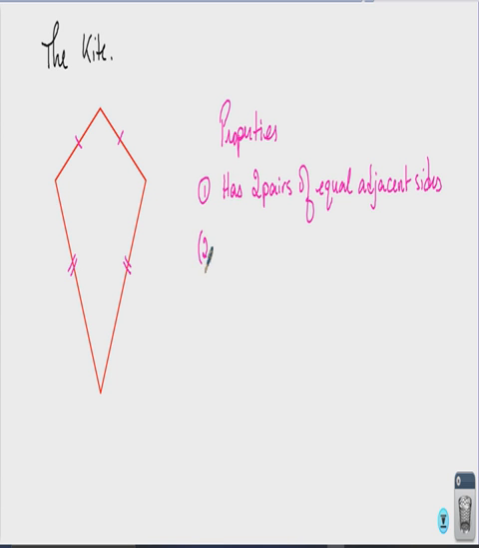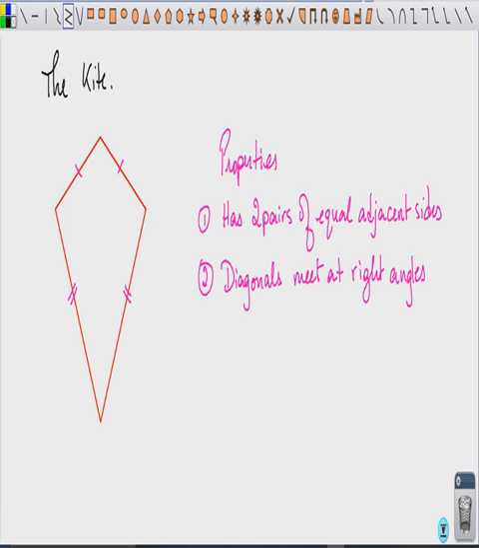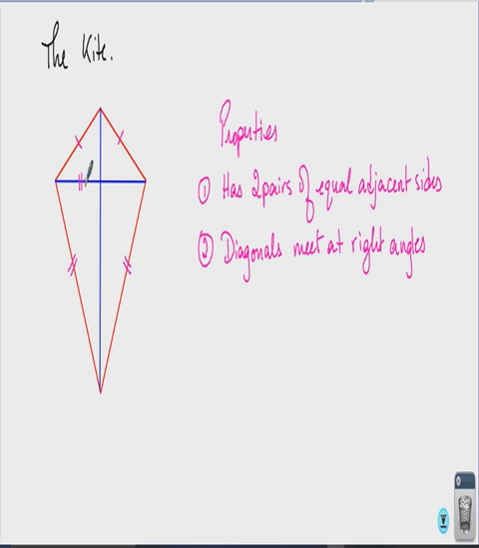So we're going to talk now about the diagonals. Number 2, diagonals meet at right angles. They do not bisect each other. In fact, the longer diagonal bisects the shorter diagonal, but only at right angles. Let me draw the diagonals. We have got the diagonals here. This is the first diagonal. This is the second diagonal. This diagonal, the shorter one, is bisected, so this is equal to this, but the longer one is not bisected. It's not cut into halves.